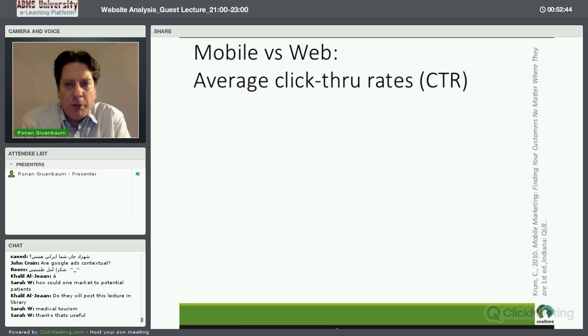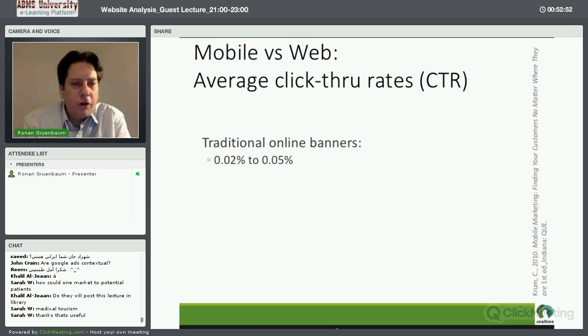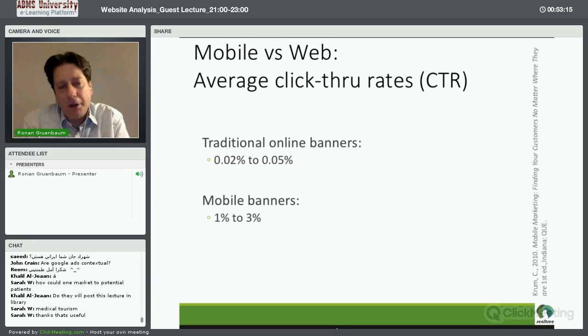So, we now have mobile versus web and average click-through rates. Mobile advertising, it's worth bearing in mind, has far greater click-through rates than traditional online banners. Online banners will have between 0.02% and 0.05%. So that's between 2 and 5 people every 10,000. So 10,000 people have seen your banner, and only 2 or 5 people will actually click through. Whereas with mobile, it's between 1 and 3 per 100. Much, much better. So depending on what you're doing, it is really worth considering the mobile.